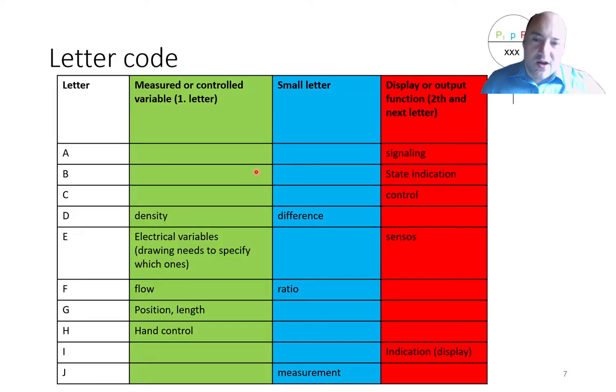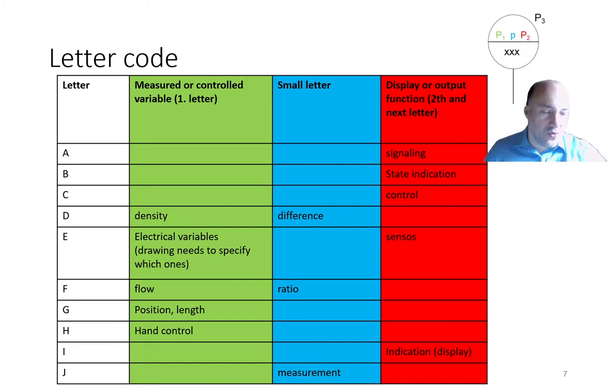Let's take a look now at the letters that we may find in the diagram. So here we have our symbol, and I have used different colors to show you the positions and their meaning in the table. So the first letter is always a capital letter. And here you can see the variables. Now this table continues for about two more slides.